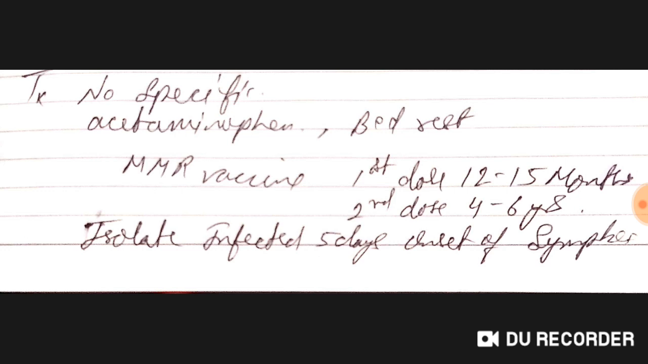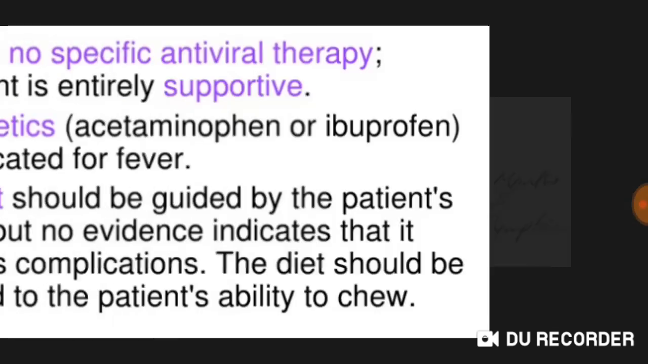Treatment: there is no specific treatment, but we have to treat symptomatically, like acetaminophen or bed rest. MMR vaccine: first dose at 12 to 15 months, second dose at 4 to 6 years. Isolate the infected for 5 days from onset of symptoms.